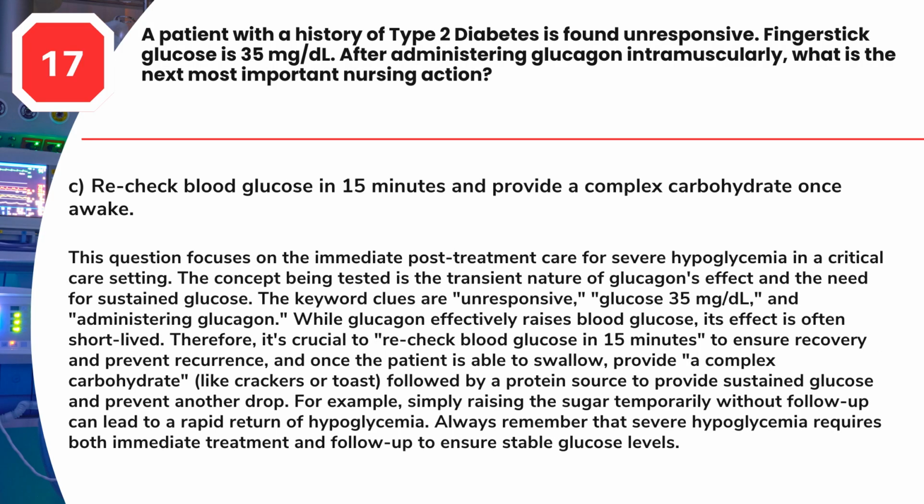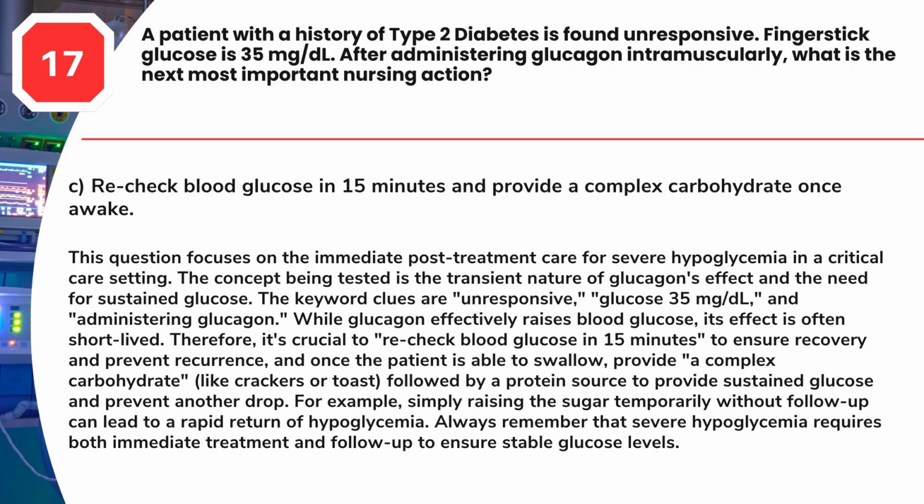Answer: C. Recheck blood glucose in 15 minutes and provide a complex carbohydrate once awake. This question focuses on the immediate post-treatment care for severe hypoglycemia in a critical care setting. The concept being tested is the transient nature of glucagon's effect and the need for sustained glucose. The keyword clues are unresponsive, glucose 35 mg per deciliter, and administering glucagon.